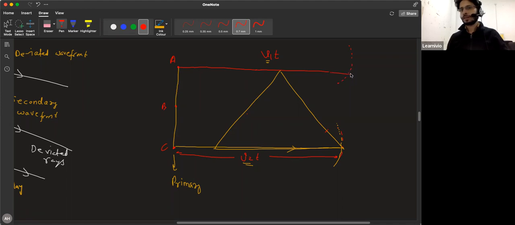Here the radius is large because speed is large. Here the radius is small because speed is small. Then you draw a tangent here. So this is your secondary wave.